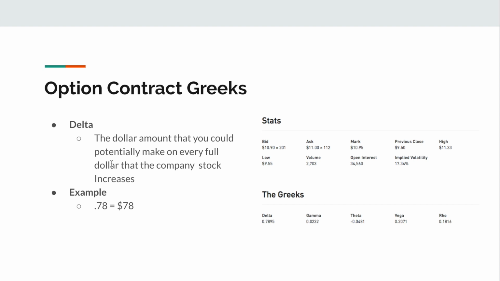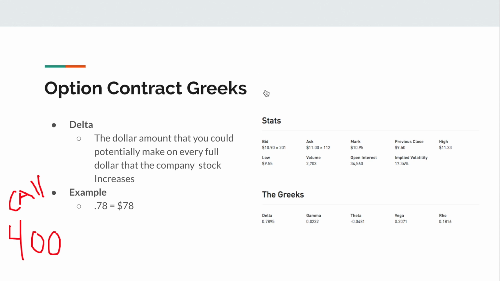So the first option Greek that we're going to go over is delta. Delta is the dollar amount that you could potentially make on every full dollar that the stock increases. For example, let's say you paid $400 for a call option on a stock, and let me write this out for you. Sorry, it doesn't look that good. You want to know how much you can potentially make if the stock moves up, in the direction in which you placed.